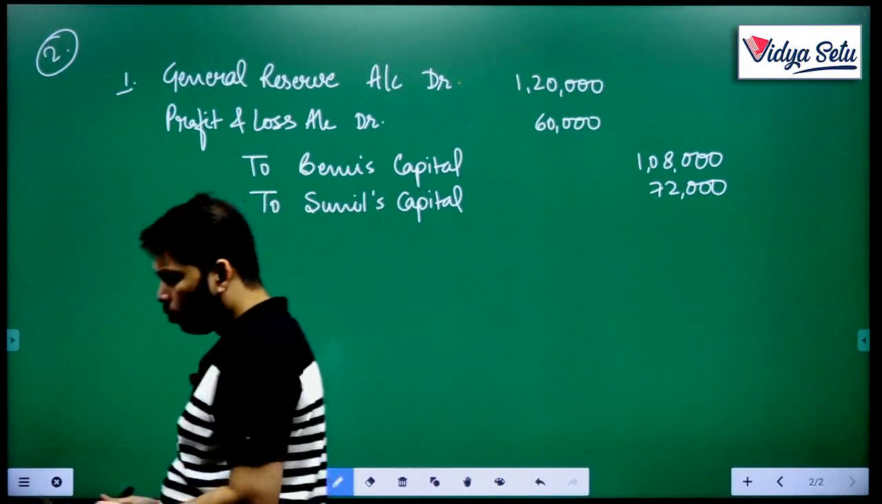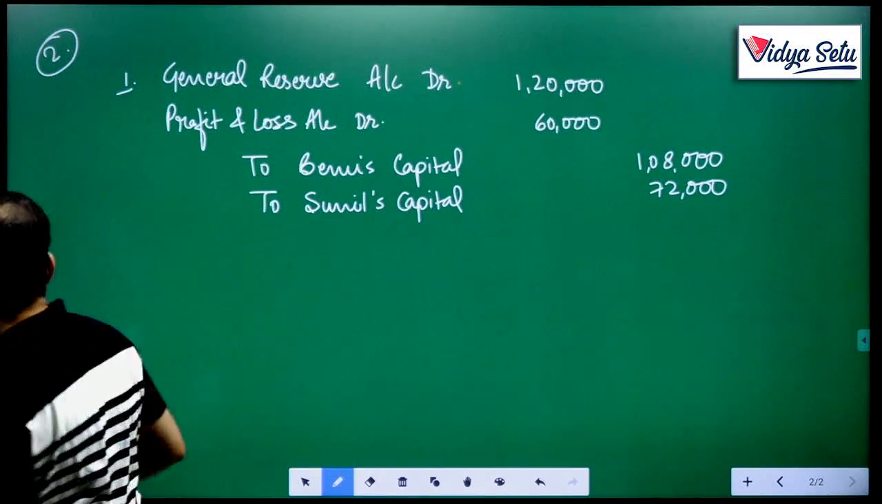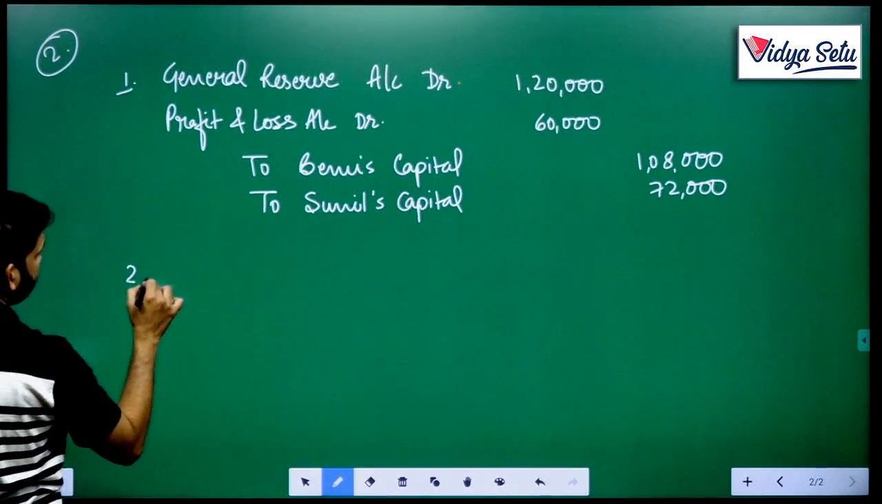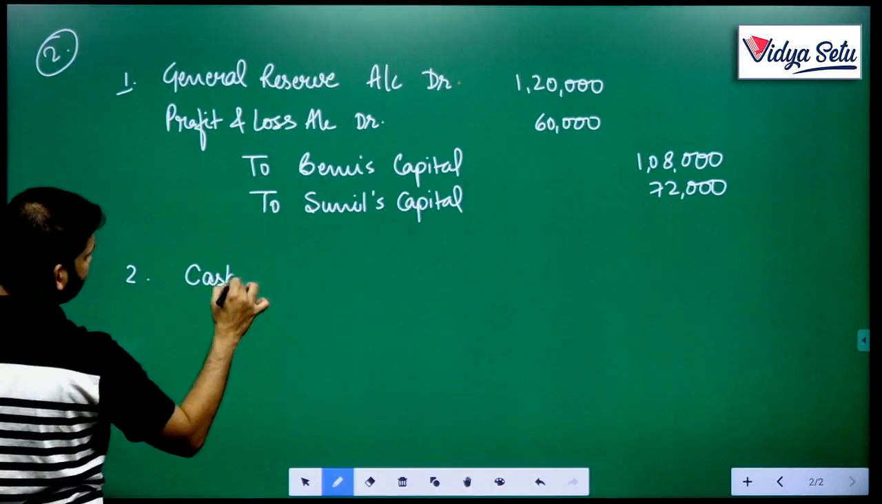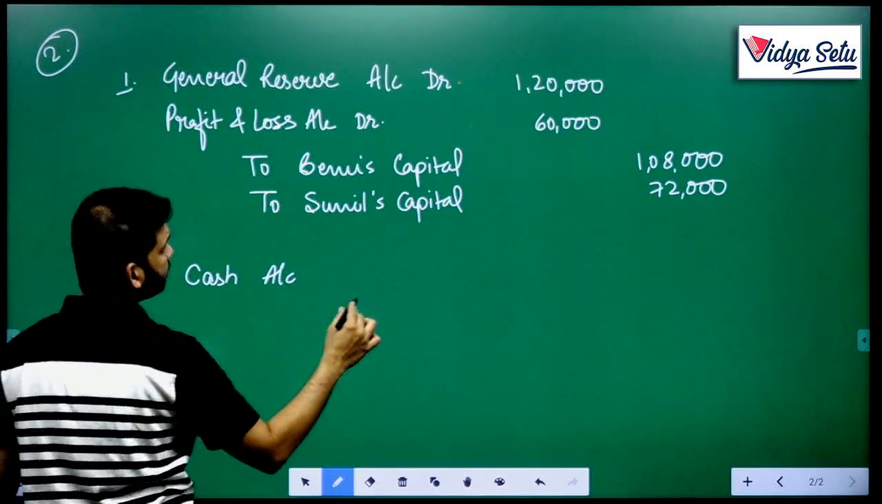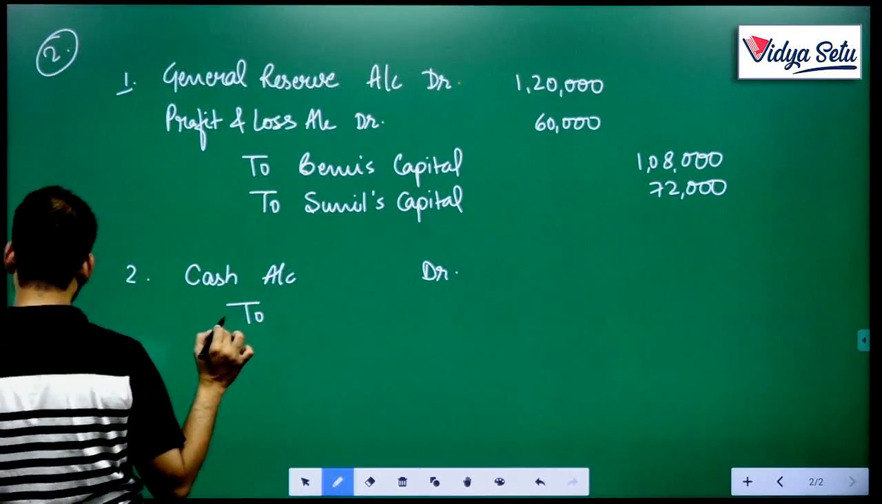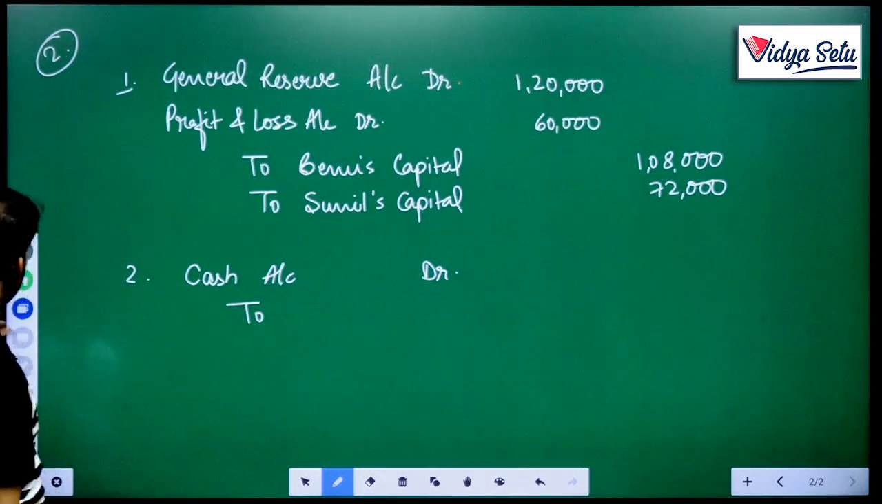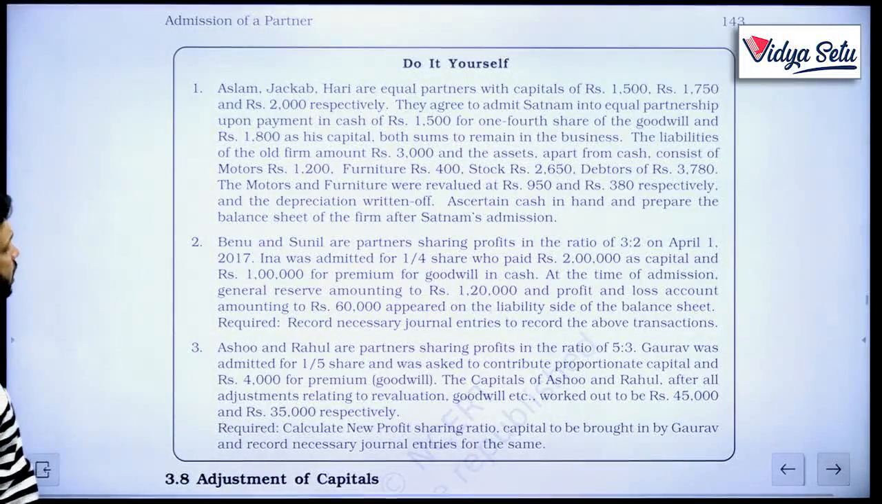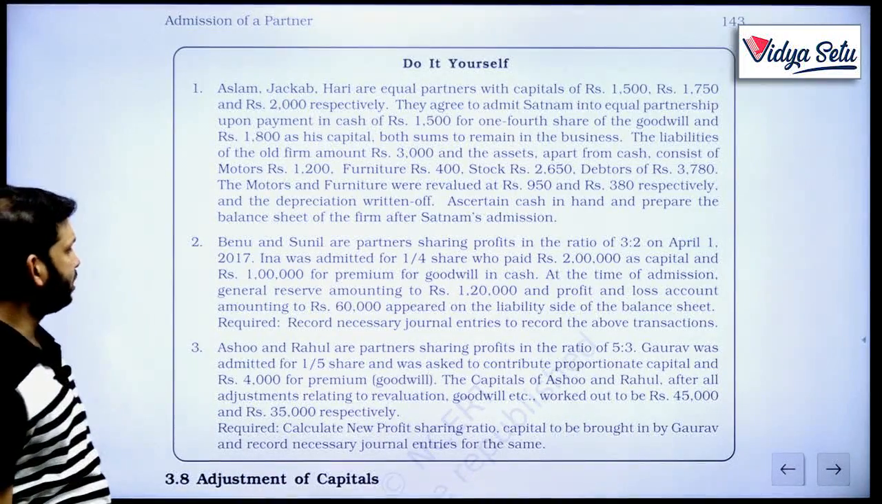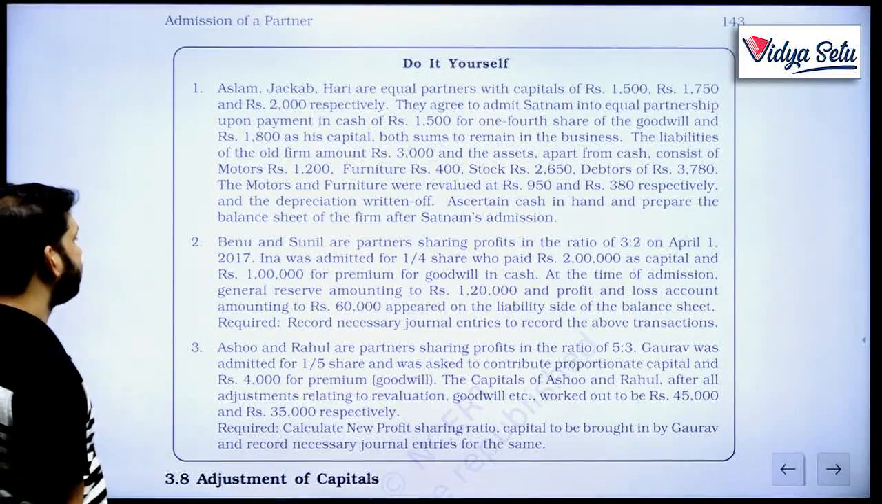Okay, the old things are done. Now the admission. So cash was coming in. To who's the new partner? The new partner's name was Ina, and 2 lakh capital, 1 lakh premium for goodwill.